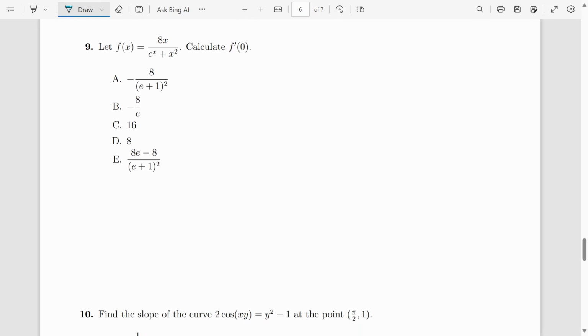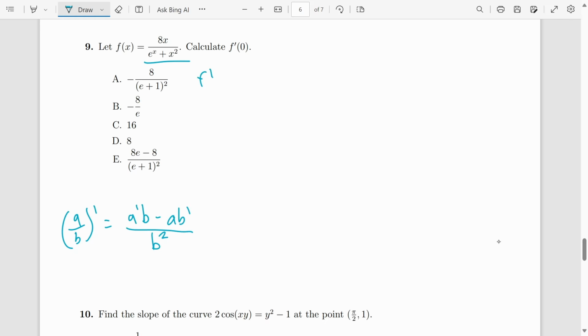Question 9, another derivative problem. So f of x equals 8x all over e to the x plus x squared. We've got to take its derivative and then plug in 0. So for the derivative of this, I think starting off, we've got to do the quotient rule since we have a fraction here. Now restating this, the quotient rule is if you have a over b and you want to take its derivative, that equals a prime b minus a b prime, all over b squared. So in this case, a is 8x and b is e to the x plus x squared. We can use those and fit it to this template, and we'll have our derivative.